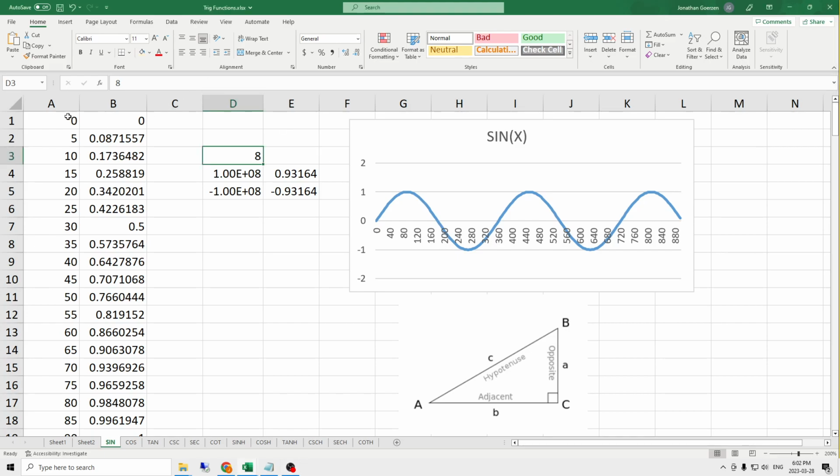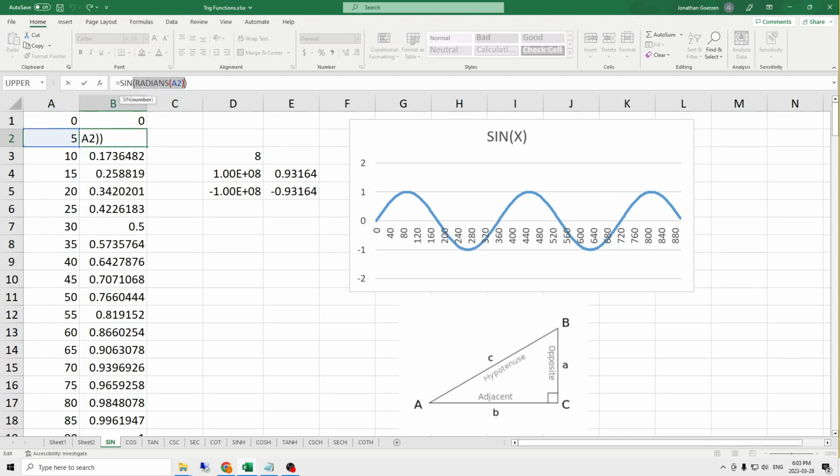I've just generated a small graph to show the output of the sine function, assuming a value in degrees in column A, and then having converted that value to radians and taken the sine of the appropriate angle in column B. You can see that the sine output ranges between +1 and -1, depending on the input angle.